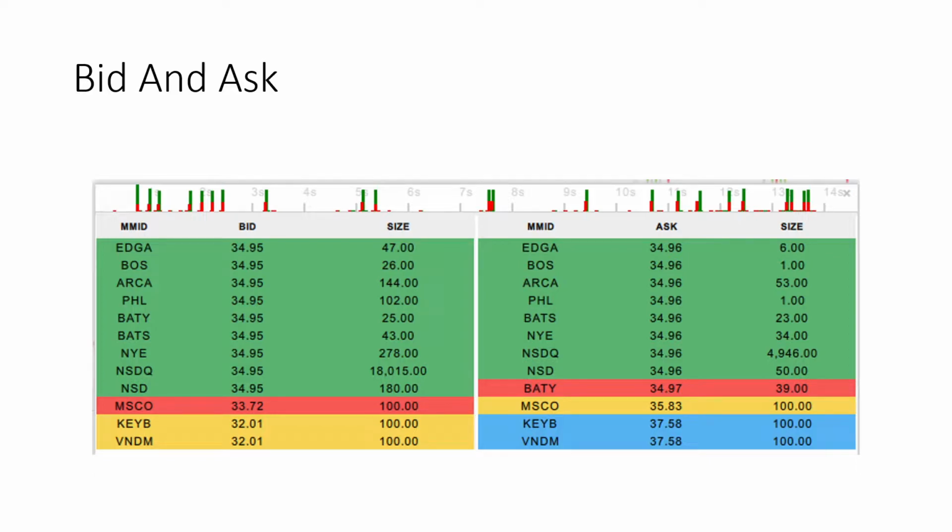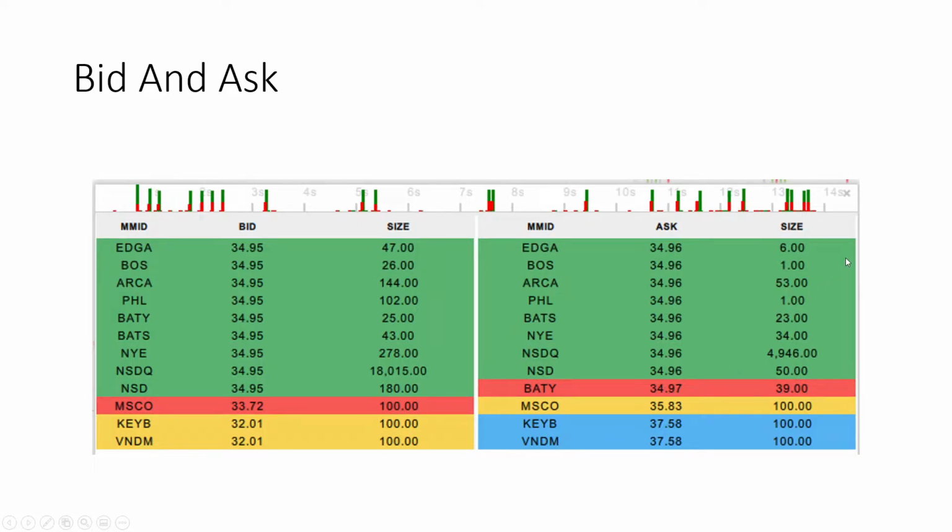So you're probably wondering, how in the world are we supposed to read this thing? How am I going to predict the future looking at these random numbers? With the level 2, as you can see, you're going to have 2 sides. You're going to have your bid side, this is the bid side right here, and then you're going to have your ask side right here.